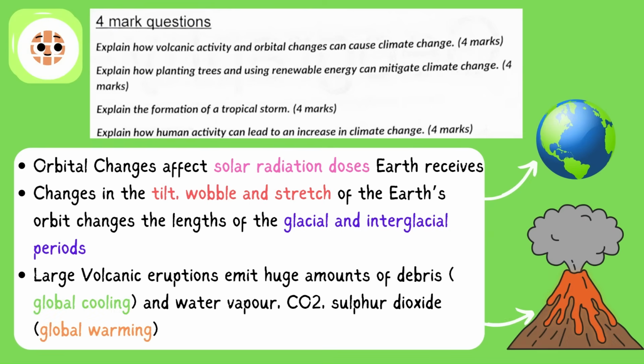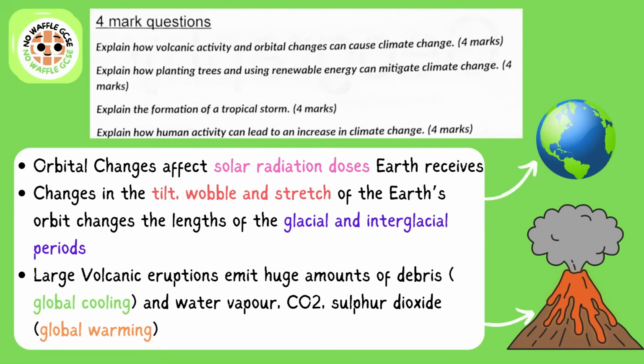Okay, and for the volcanic activity portion of the question, we know that large volcanic eruptions can emit a huge amount of debris, and this actually causes global cooling as it reduces the amount of sunlight that reaches the Earth's atmosphere because the debris is blocking it. Or, on the other hand, it releases water vapor, carbon dioxide, and sulfur dioxide, which causes global warming. Both of them are climate change, so we shouldn't just associate global warming with climate change. Global cooling is also an example of climate change. Okay, let's look at the next one.